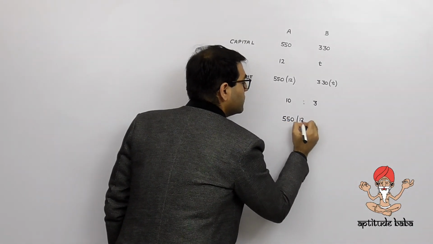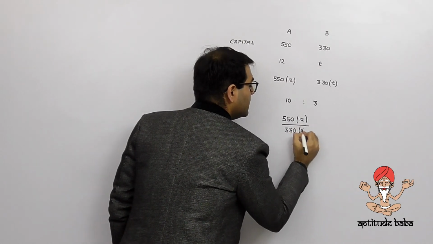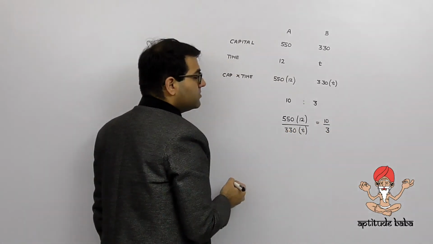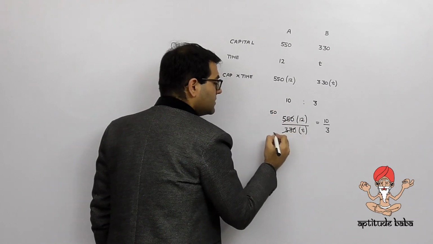550 into 12 divided by 330 into T gets me the ratio 10:3. To further simplify, can I say this is 5 11s are and this is 3 11s are?